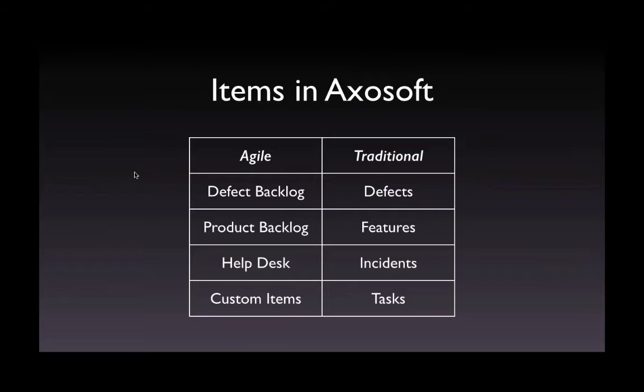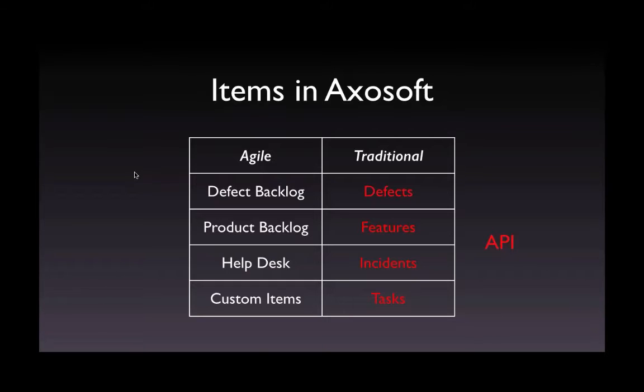Just note that in this demonstration and any time that you're working with the API, use the right column when you're interacting with these methods. So if you want to pull a list of your product backlog, you're going to make a features call. If you want to interact with custom items, you're going to be pulling tasks. That's just a little housekeeping thing there, that the API pulls from that column. So defects, features, tasks, and incidents.